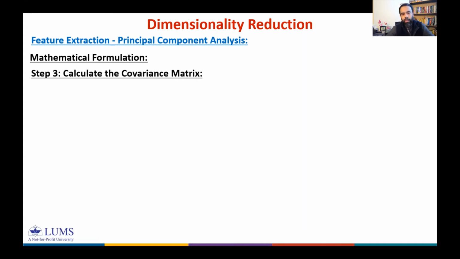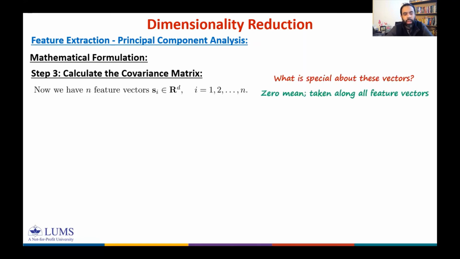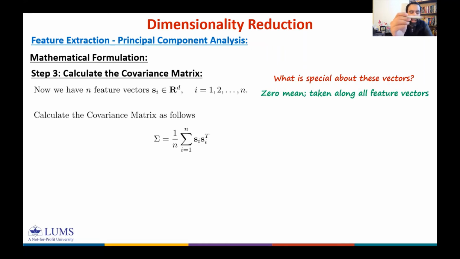So far, we started from X, we computed x bar, we subtracted x bar from every x, and we obtained s_i, so zero mean data. So what is special about these vectors? They have zero mean because we subtracted the mean. And we calculate the covariance matrix by simply using this mathematical formulation. How do you interpret this?